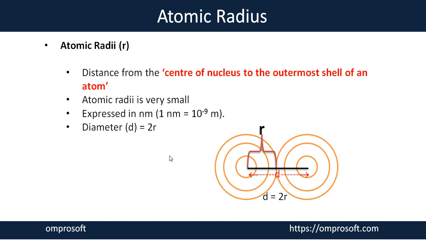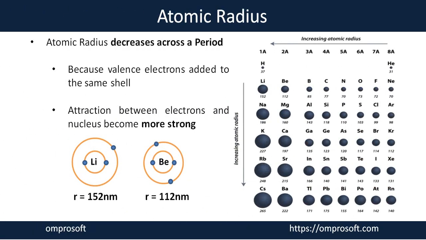Now we discuss how the atomic radius changes while we move across a period. The value of atomic radius of an element decreases while we move across a period. Like this is a periodic table in which, if we move left to right, the atomic radius of the element decreases. And why does it happen? Because when we move across a period, only the number of electrons increases in the same outermost shell. The number of shells will not increase.